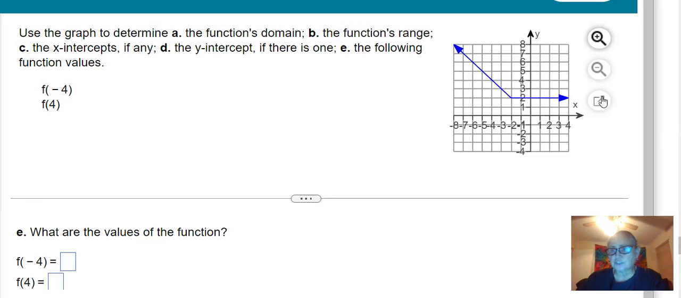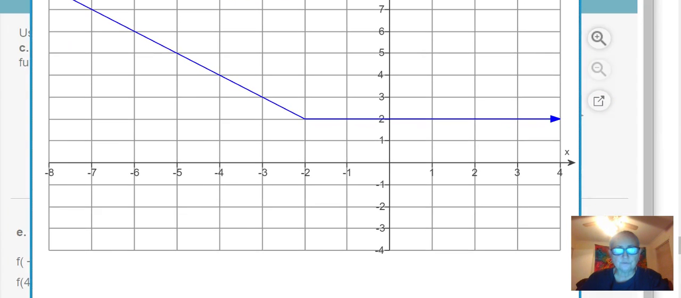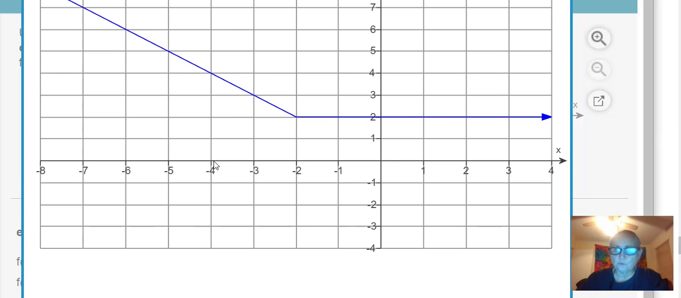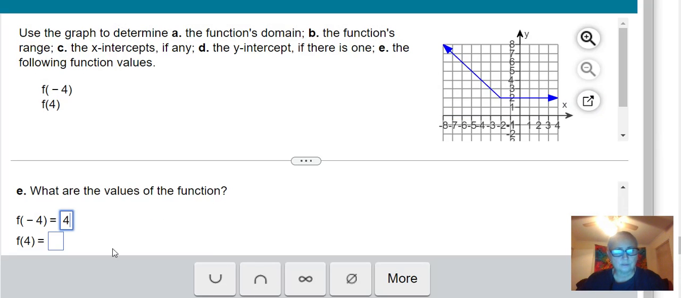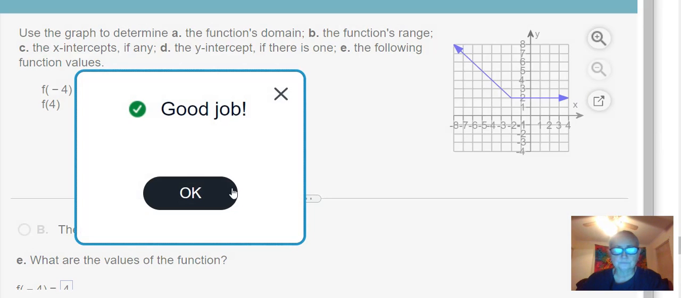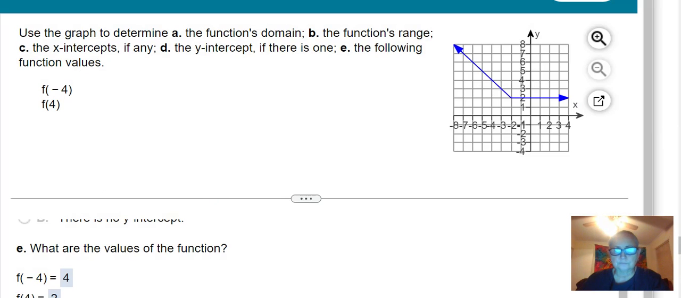Now the value of the function at -4 and +4. So we go x is -4, y is 4. x is +4, y is 2. So x was -4, we got 4, but for f of 4, we got 2. Okay, so that concludes the homework problems, the types of homework problems you will see for section 1.2. I hope this helps.